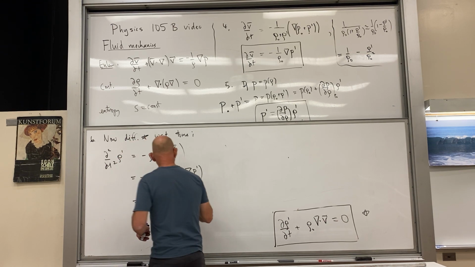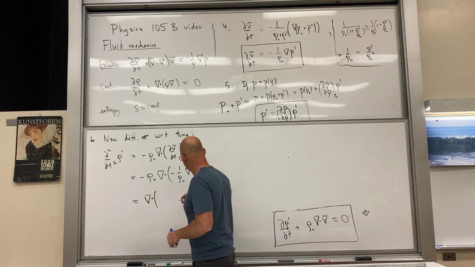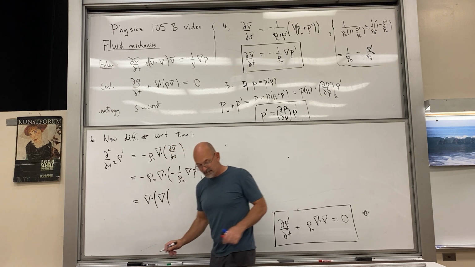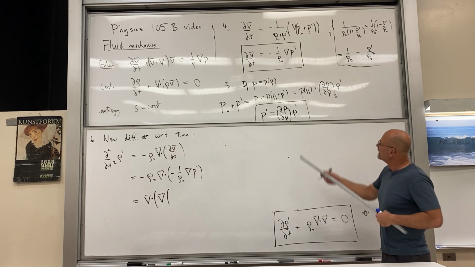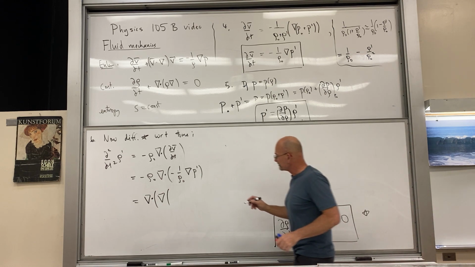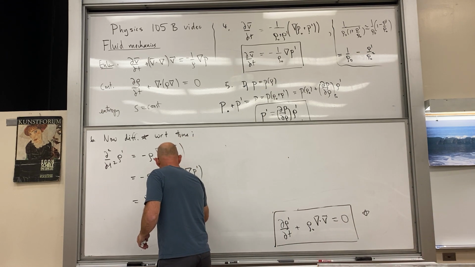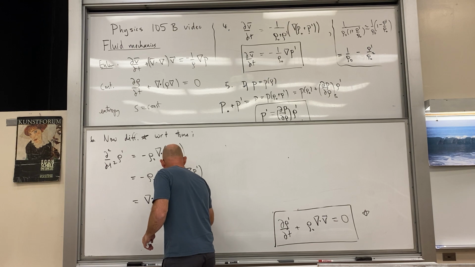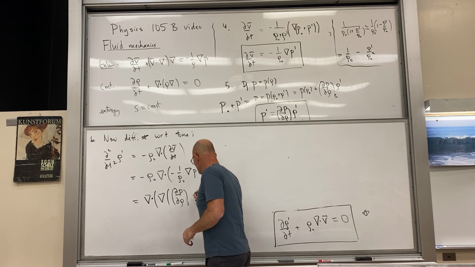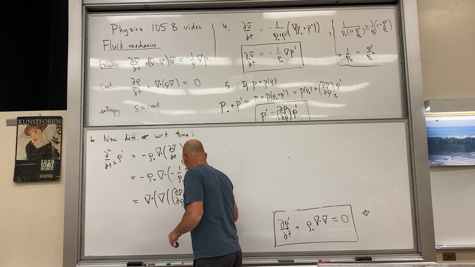of the gradient of p prime. So what do we have for p prime? P prime is dp d rho. So we have dp d rho, I'll just write the constant s like that, times rho prime.